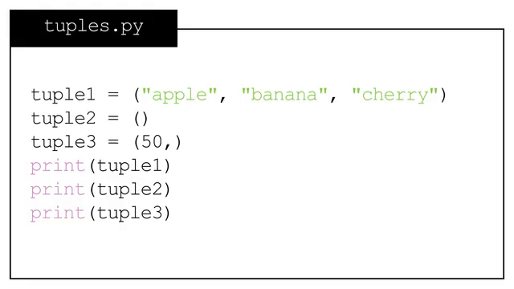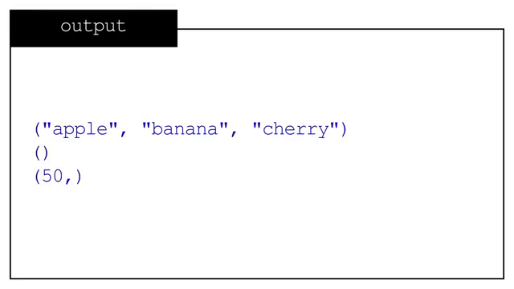First, let's have an example. Let's say we have tuple 1, tuple 2, and tuple 3 as our variable names. In our first variable, we have apple, banana, and cherry, closed by a parenthesis. In our second tuple, we have an open and closed parenthesis with nothing in it. And the last one, in tuple 3, we have 50. So now we're going to print tuple 1, tuple 2, and tuple 3. So the output must be like this. The first tuple must print apple, banana, and cherry. The next tuple must print the open and closed parenthesis, and the last one must print the number 50.